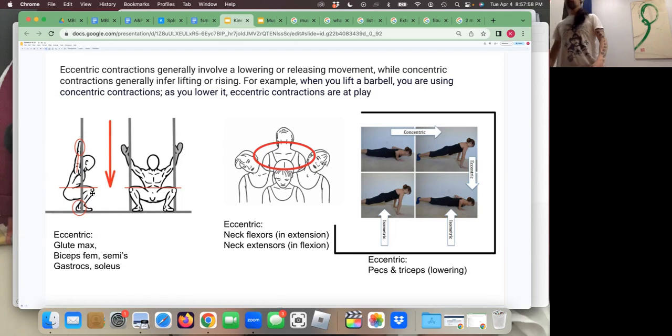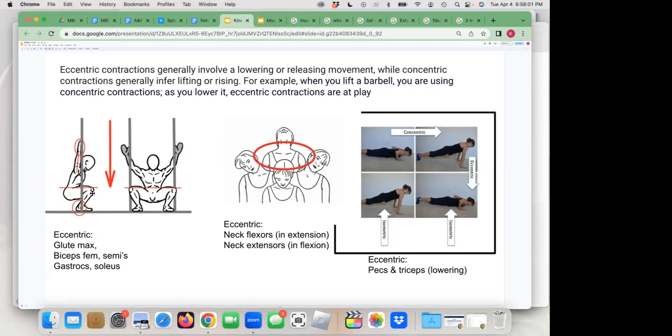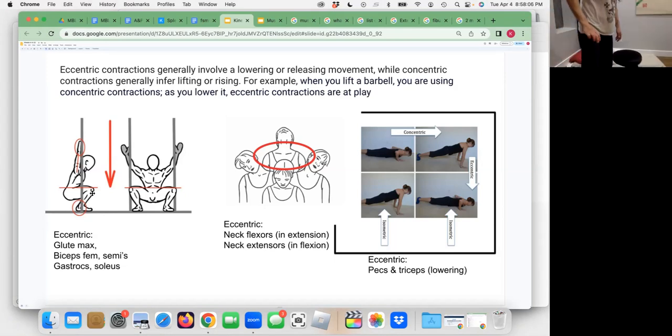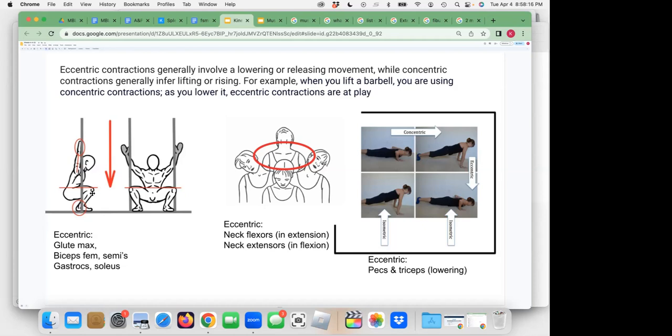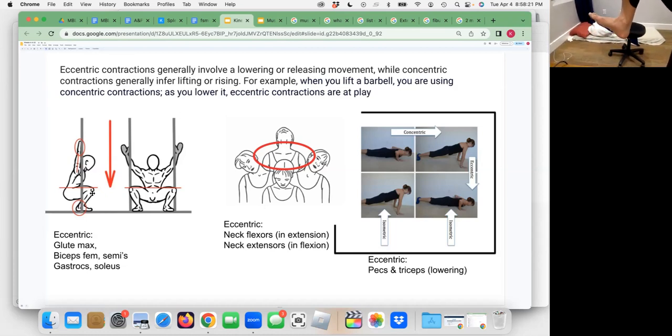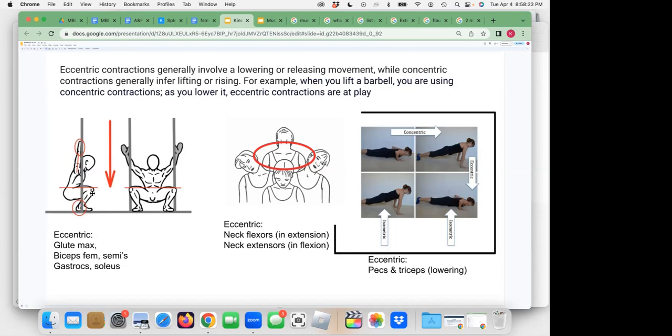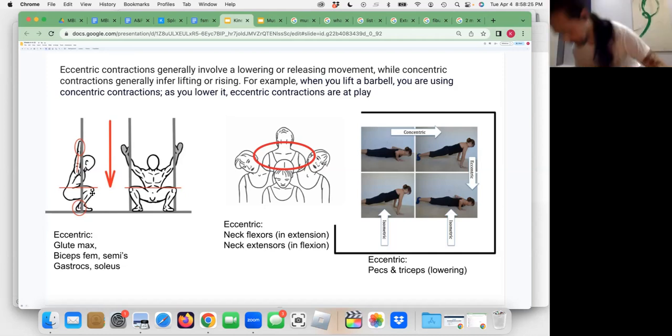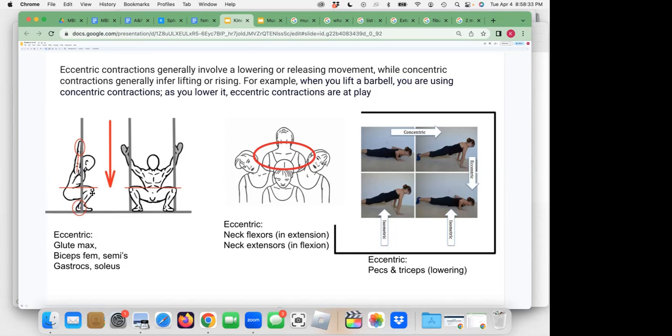Everybody stand up. I want you to look down at your feet and do a squat. Can you feel your shin muscle contracting? And can you see how the foot is moving into dorsiflexion? As I squat down, my foot is going like this. So is the tibialis anterior contracting eccentrically or concentrically with that dorsiflexion? Eccentrically.